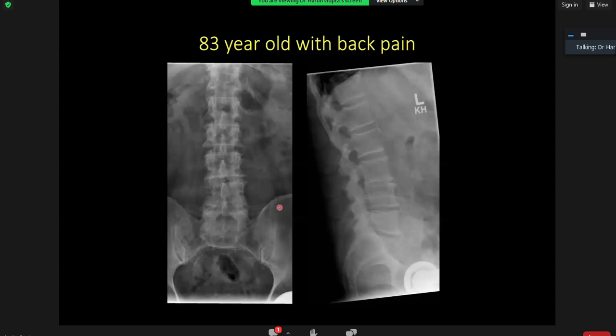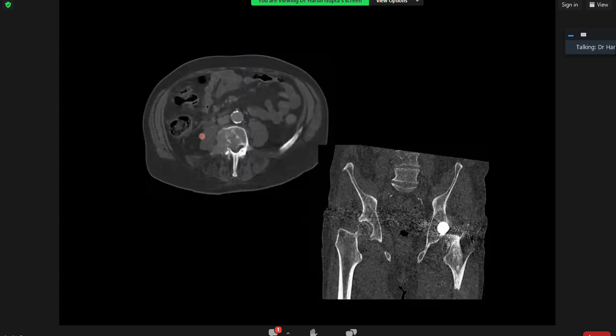Now we will go to satisfaction of search. This is the plain radiograph. We always talk about the pedicle. In this case, the pedicle is missing at the L4 level, just visible on the AP radiograph. A CT scan is done, which confirms a large neoplasm. There's metastatic disease involving the L4 body and the pedicle. So satisfaction of search is very important.